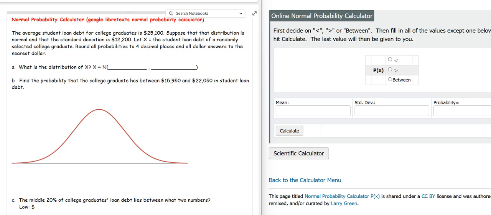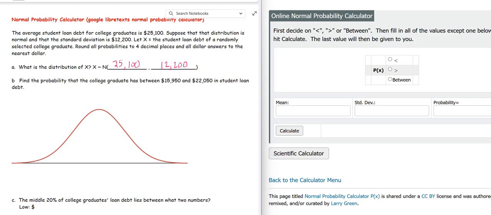Now we're going to solve a normal probability problem involving student loan debt. So we're told that the average student loan debt is $25,100 and the standard deviation is $12,200 and the distribution is normal. Let's go ahead and fill in these numbers here. The mean is 25,100 and the standard deviation is 12,200.